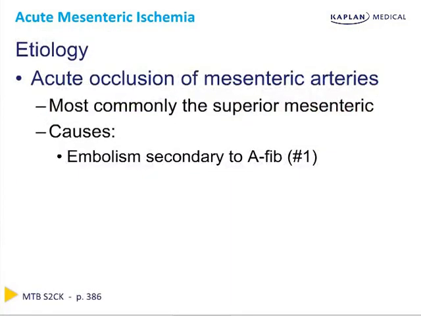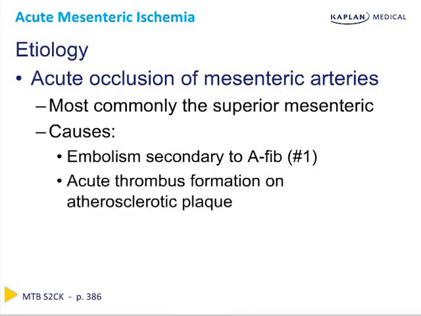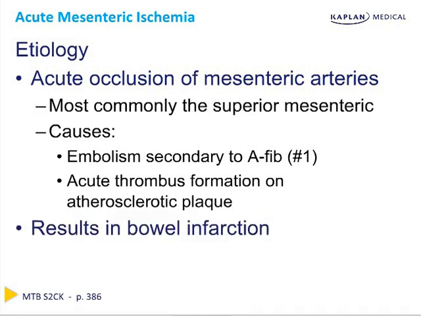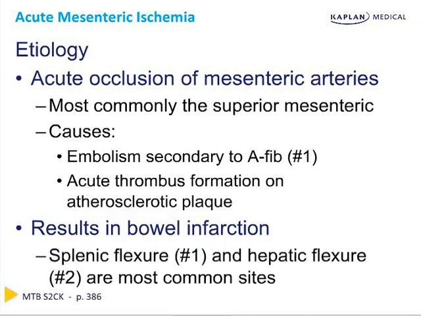Another mechanism by which acute mesenteric ischemia can arise is the formation of an acute thrombus on an atherosclerotic plaque, leading to vessel occlusion in a process that is identical to the inciting event in an acute myocardial infarction. The resulting decrease in blood flow that occurs due to either of these causes leads to ischemia and infarct of the bowel, which occurs most commonly at the splenic and hepatic flexures of the large bowel, because these are watershed regions that already receive poor perfusion.